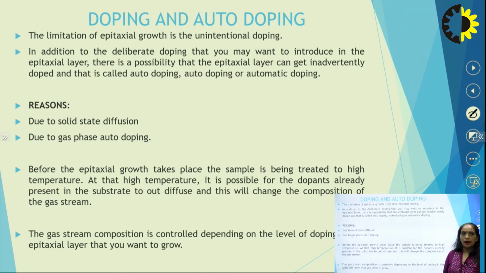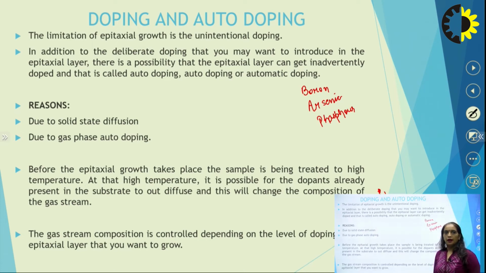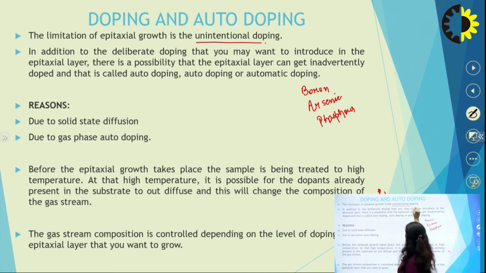Next is doping and auto-doping. In case of epitaxial process, some of the dopants, that is boron, arsenic, and phosphorus can be added to the epitaxial layer, and the limitation of this epitaxial growth is the unintentional doping.